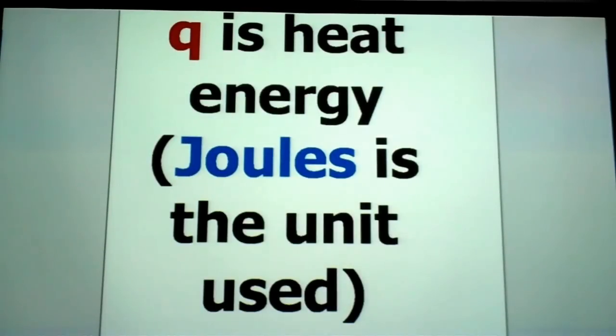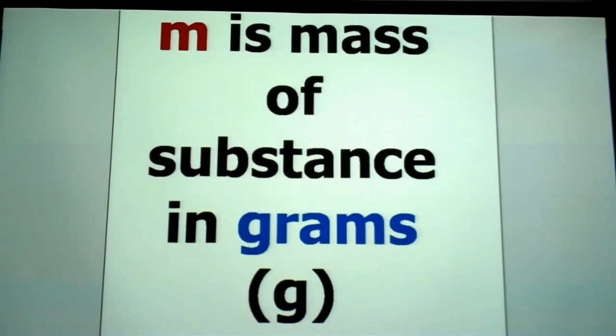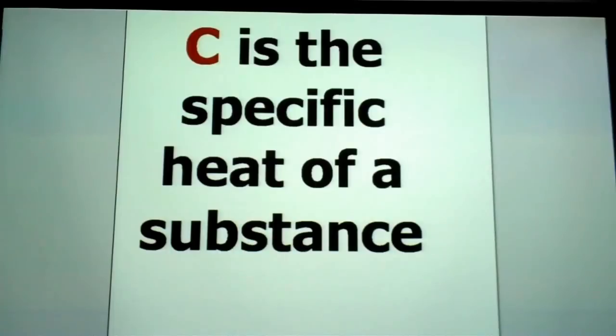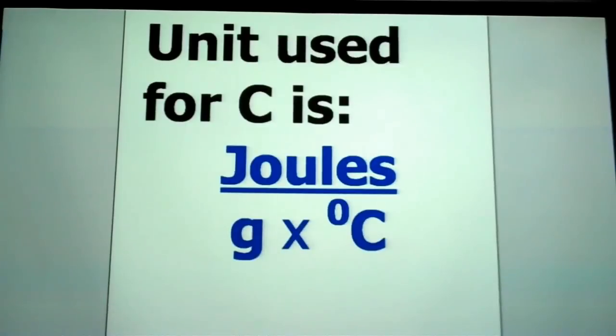Q is the heat energy. Joules is the unit that we use to describe the heat energy. M is the mass of the substance, and that's going to be in grams, and we're going to use a G for the grams. C is the specific heat of a substance. Usually we use water. The unit that we use for this C, which is the specific heat capacity, is joules divided by grams times degrees Celsius.